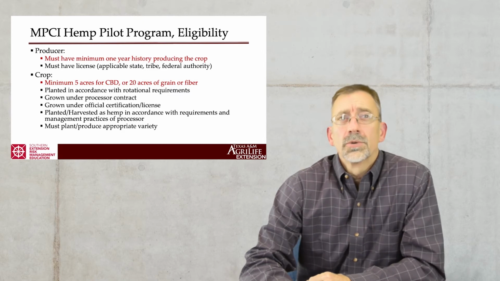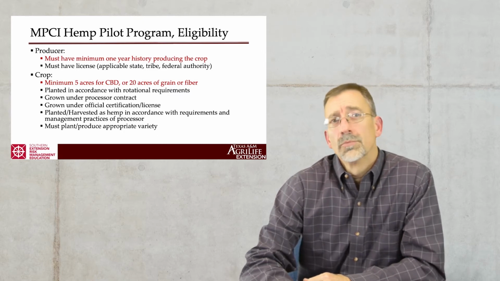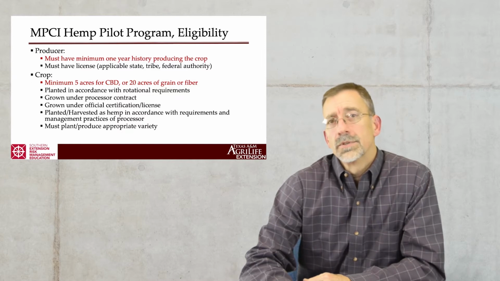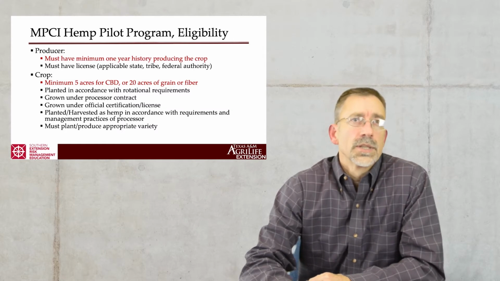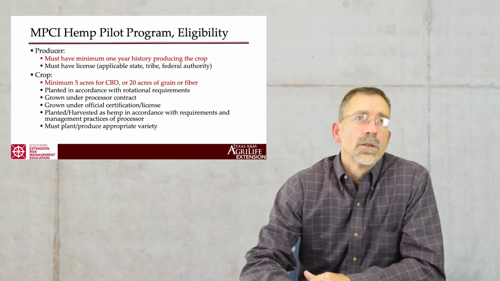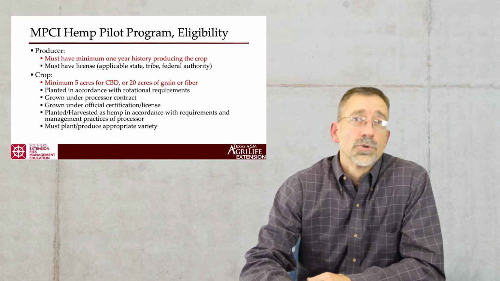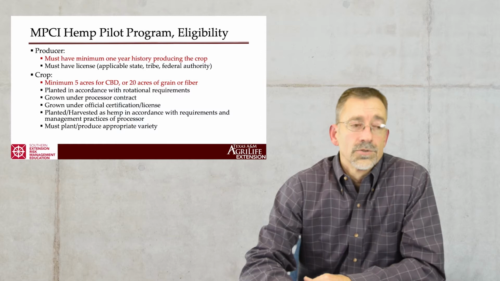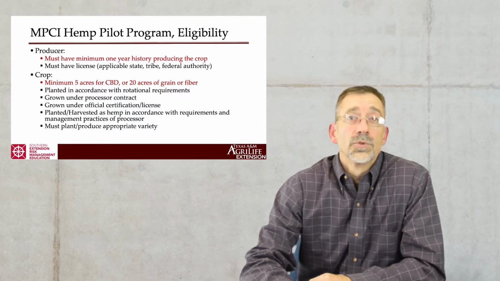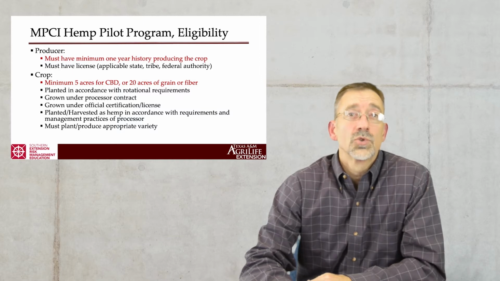In addition to location availability, there are specific requirements. We talked earlier in the overview video about the general restrictions for all of our programs, being that basically you have to be doing things in a legal fashion and working under a processor contract. In addition to that, for the hemp pilot program, you have to have a minimum 1-year history producing the crop, and you have to be producing at least 5 acres of hemp if you are producing for CBD, and if you are producing for grain or fiber, then the limit is 20 acres.